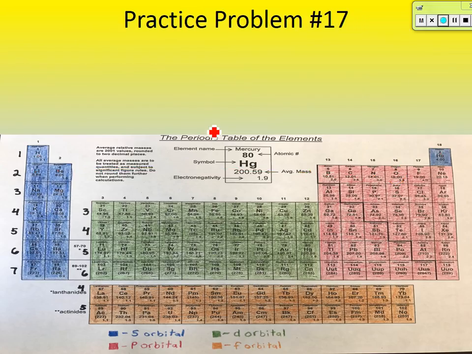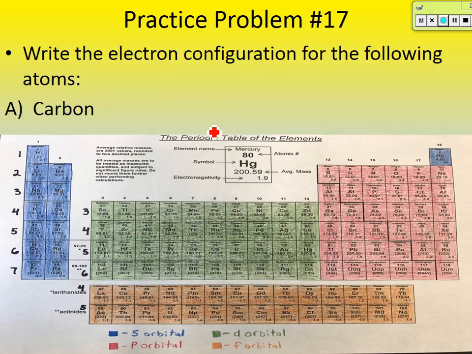Okay, let's go on to practice problem number 17, part A. This one wants us to write the electron configuration for carbon. Carbon is right here on the periodic table. So again, I would like you to hit pause, see if you can write the electron configuration for carbon, and hit play when you're ready.